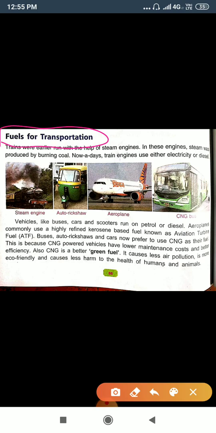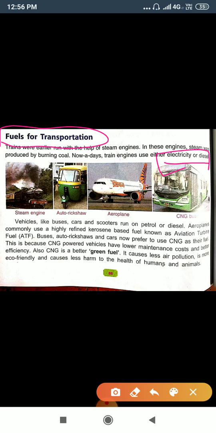This is also very important, and as you know trains were earlier run with the help of steam engines. But nowadays, earlier in the steam engine coal was being used. But nowadays train engines use either electricity or diesel, because they are more eco-friendly than the coal.